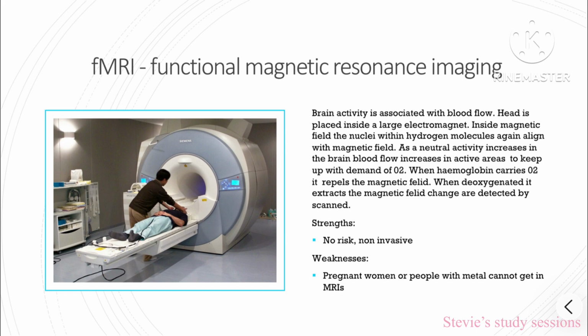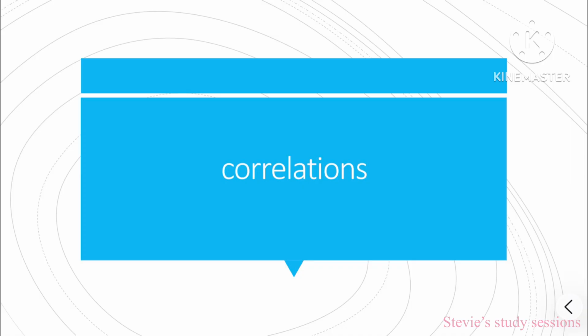Strengths. No risk and it's non-invasive. Weaknesses. Pregnant women or people with metal cannot get in MRIs, nor can claustrophobic people. Correlations. Now you need to know the types of correlations and the strengths and the weaknesses of them.